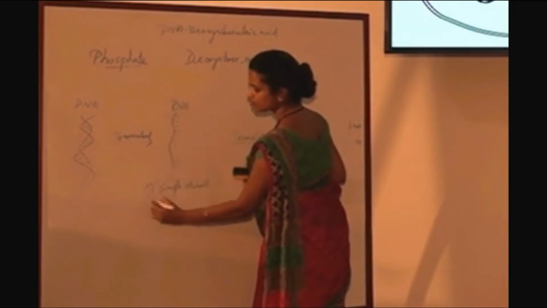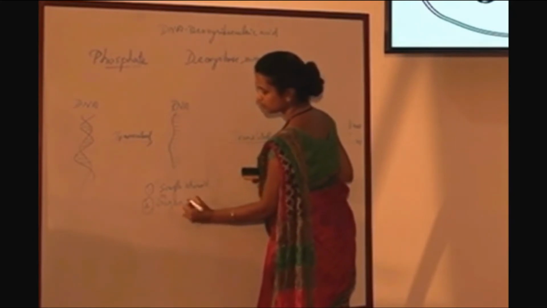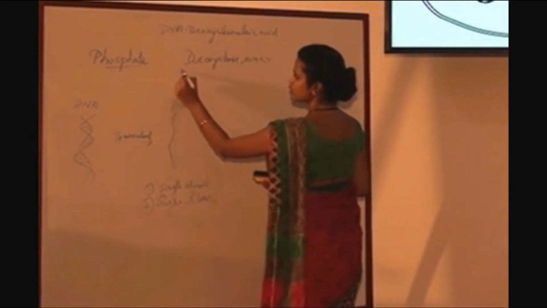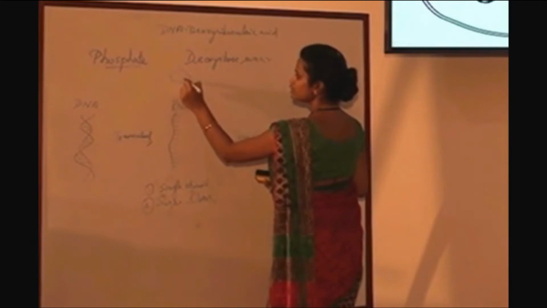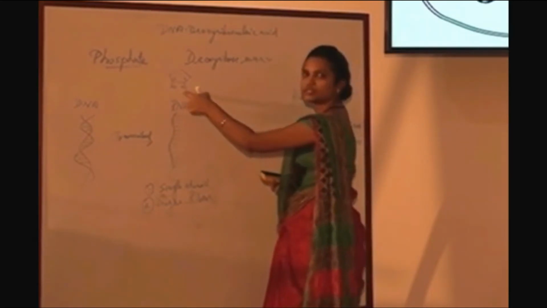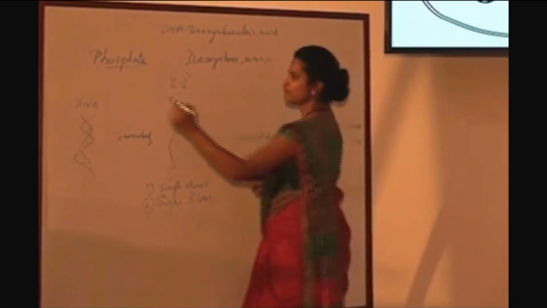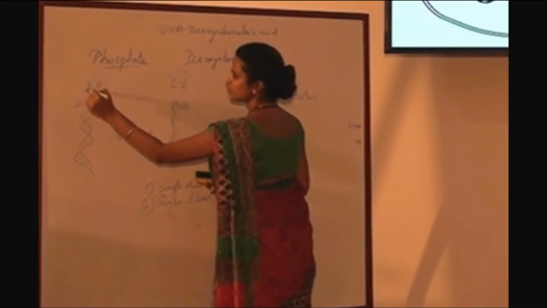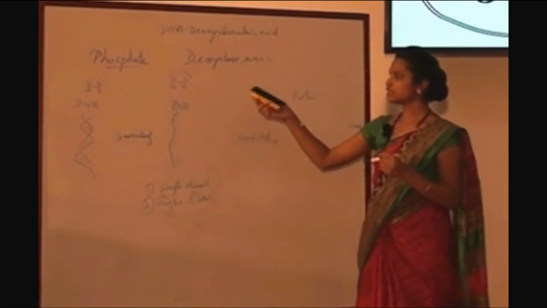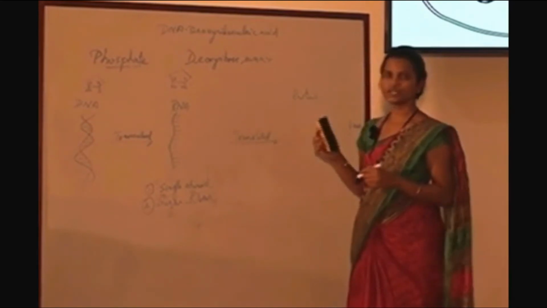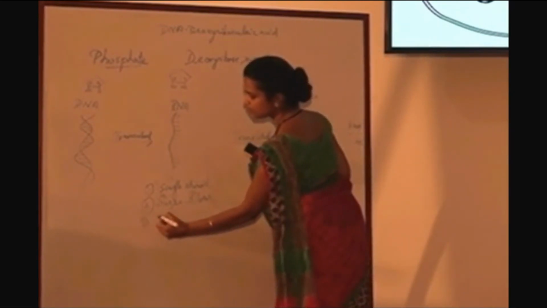And the second one is, the sugar is ribose sugar. In deoxyribonucleic acid, the oxygen is absent from the second carbon. But in RNA, we have the presence of the oxygen molecule in the second carbon. Whereas deoxyribonucleic acid does not have this oxygen in the second carbon. So these are the differences between DNA and RNA. And also there is another difference here. Thymine is replaced by uracil.